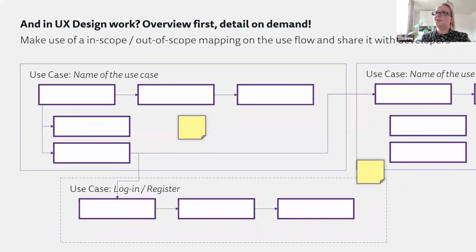In UX design, you can also do something like that. So delegate work to the team, and it will also make the teamwork more visible. We therefore use the use flow that we produce the very first time in a project or for a product, where we show what is in scope for our wireframe. It can be a use case with a name, and it has several steps and some sub-steps, and in most cases you put some notes on it. But you also have out-of-scope use cases, and this is quite a good example.